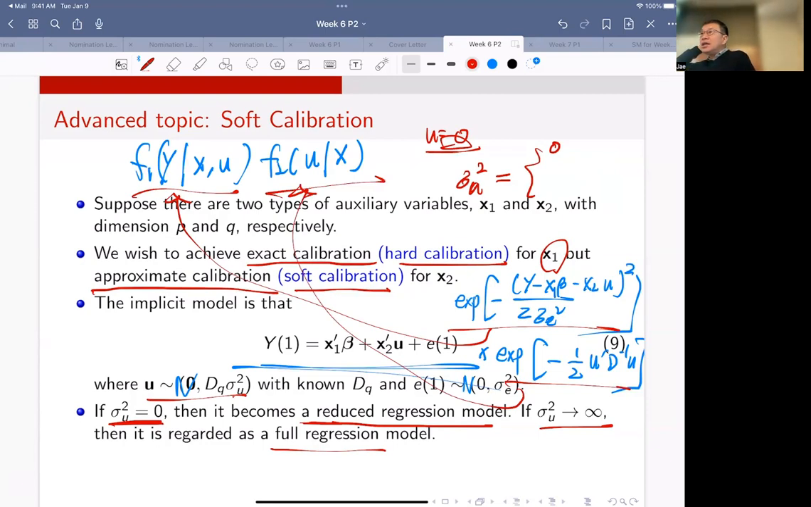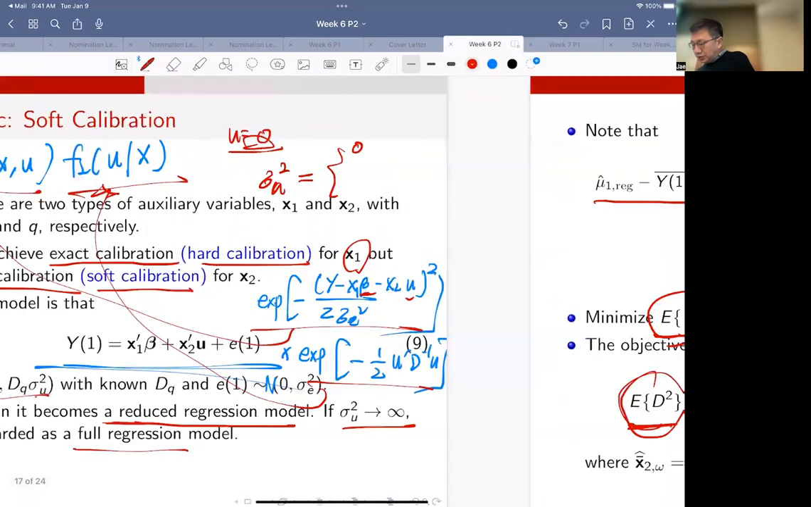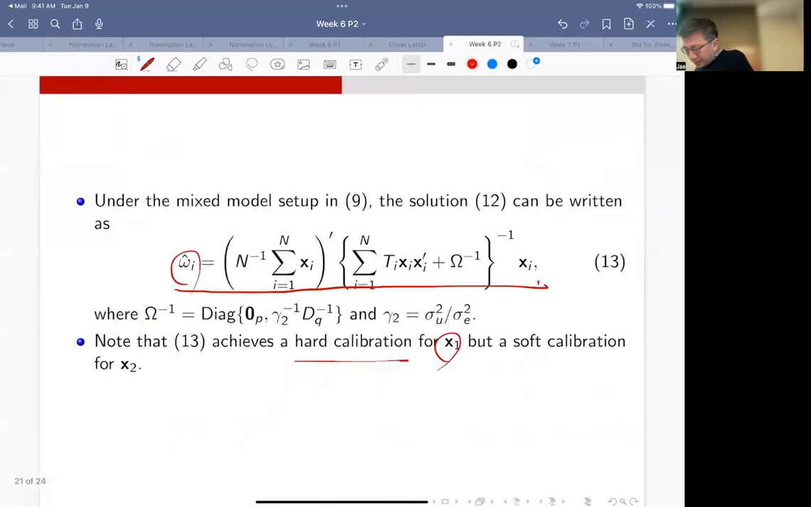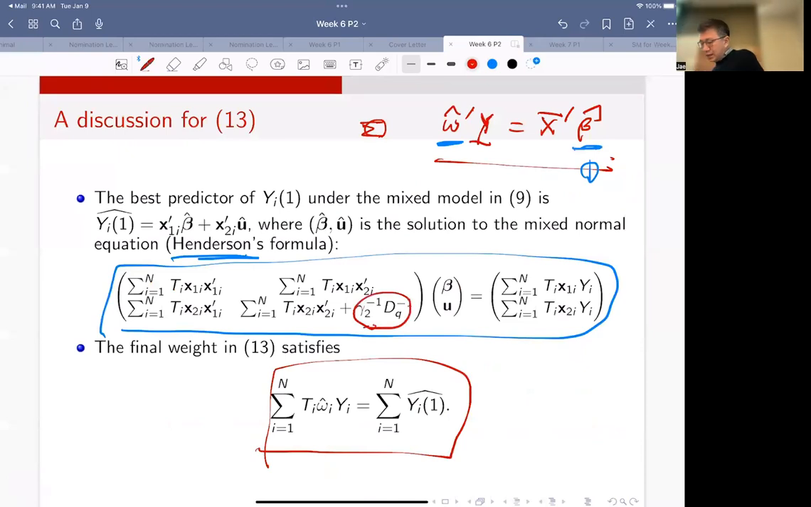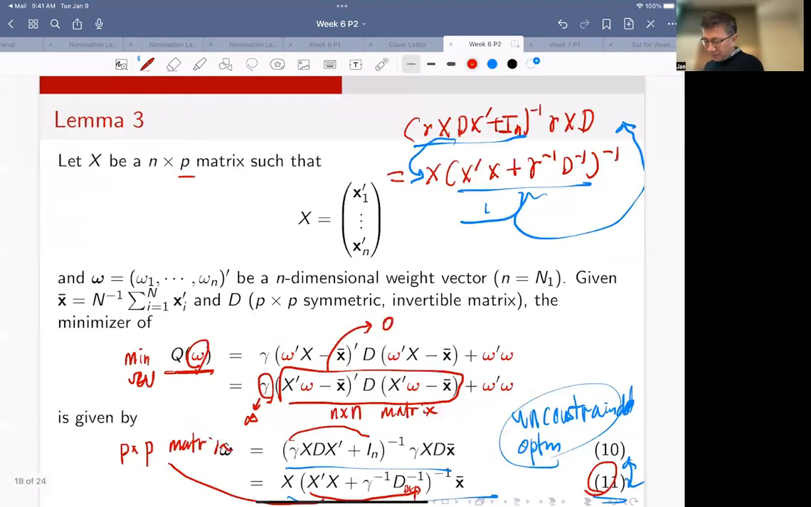And then the Henderson formula basically treats beta and u as fixed effects and solves. So that is where this guy comes in. You have this one. This is kind of advanced, probably too much for 521.